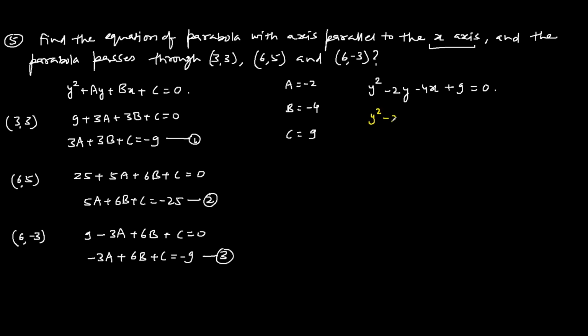y square minus 2 into 1 into y. So for this 1, add 1 square and subtract 1 square, minus 4x plus 9. The first 3 terms will give y minus 1 whole square, and then minus 4x and 9 minus 1 is 8.